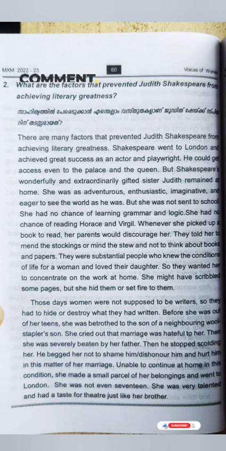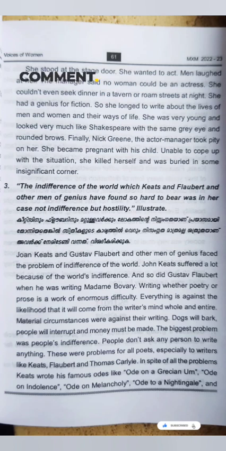She was very talented and had a taste of theatre just like her brother. She stood at the stage door. She wanted to act. Men laughed at her. The manager said no woman could be an actress. She couldn't even seek dinner in a tavern or roam the streets at night. She had a genius for fiction, so she longed to write about the lives of men and women and their ways of life. She was very young and looked very much like Shakespeare, with the same grey eyes and rounded brows. Finally, Nick Greene, the actor-manager, took pity on her. She became pregnant with his child. Unable to cope with the situation, she killed herself and was buried in some insignificant corner.